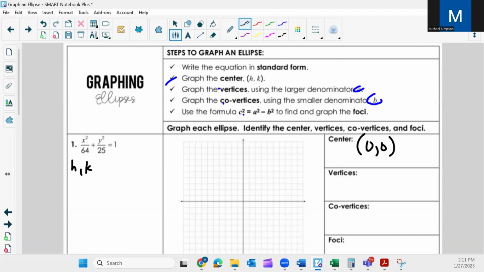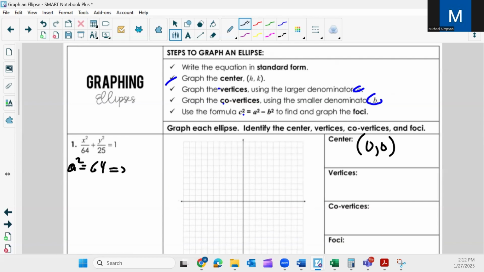All right. Next, I'm going to find my A value. Is that a horizontal or vertical ellipse? The bigger number is under the X, right? So that's going to be a horizontal ellipse. It's going to look like a horizontal image. All right. That 64 is a squared. A squared is equal to 64.